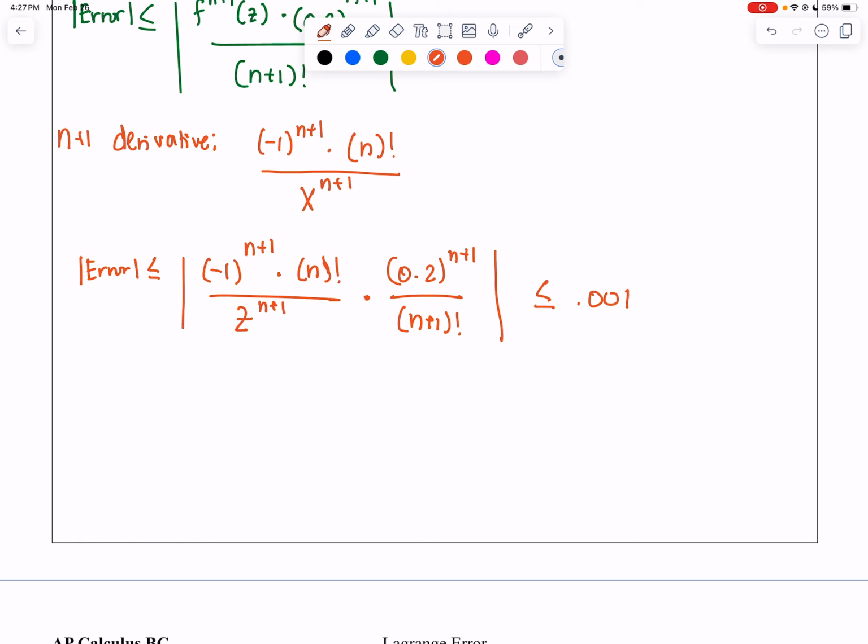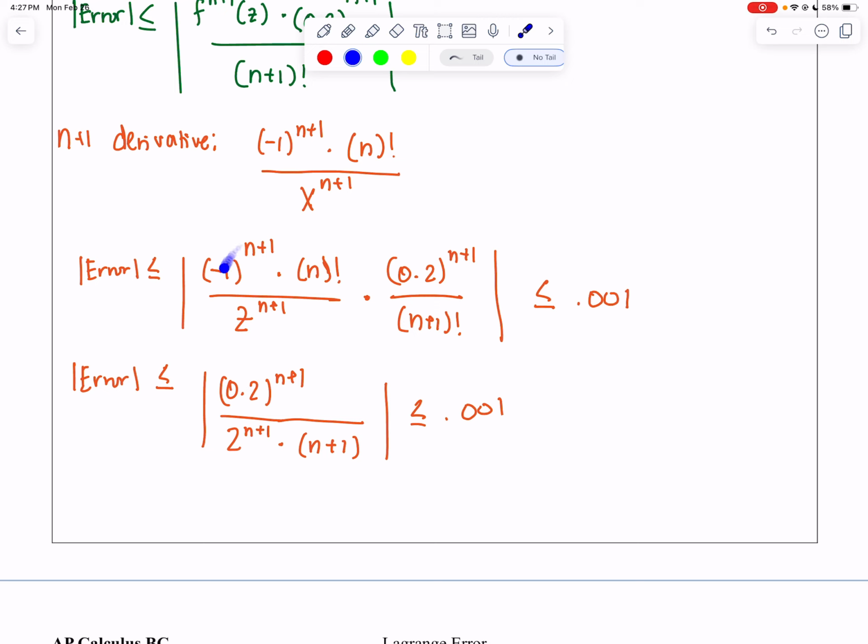All right, I'm going to clean this up a little bit. Notice how we have n factorial right here and n plus 1 factorial right here, and we know that n plus 1 factorial is n plus 1 times n and so on. So that means I'm only really left with n plus 1 in the denominator. So now I have 0.2 to the n plus 1 over z to the n plus 1 times n plus 1 is less than or equal to 0.001. I did get rid of the negative 1 to the n plus 1 because that's just going to be 1 if we take the absolute value of it.